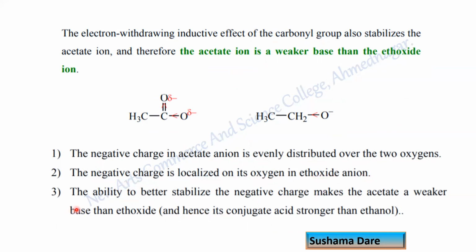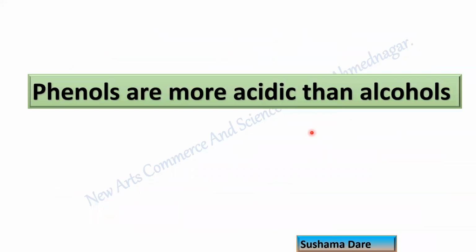Just now we discussed this. So because of this, the conjugate base is more stable. If the conjugate base is more stable, then dissociation is fast. If fast dissociation is there, it indicates the strength of the H-A bond is weak. If the strength of the H-A bond is weak, then we have to conclude that this has to be a strong acid as compared to this.